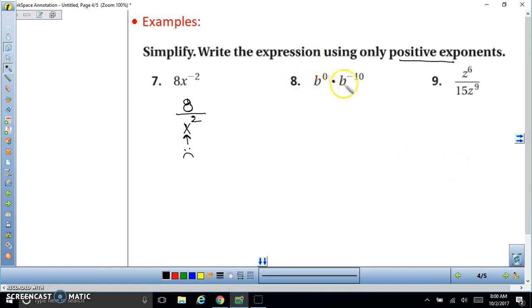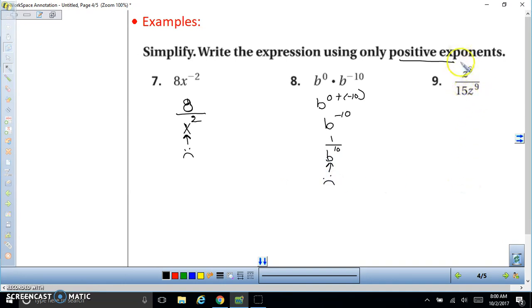For 8, same bases, they're both b's, so b to the 0 plus negative 10. Okay, so this is b to the negative 10, using only positive exponents because we don't really like negative exponents in math. This is going to be 1 over b to the 10th. And now we're done. Because we don't know what b is, this is as far as we can get.